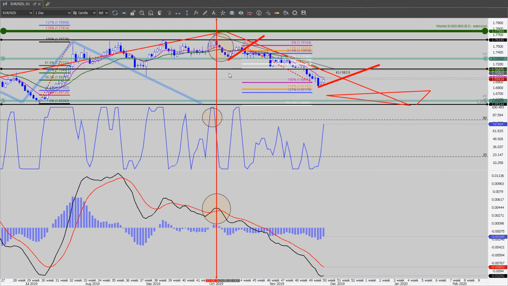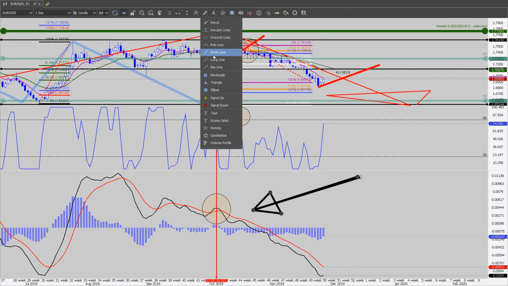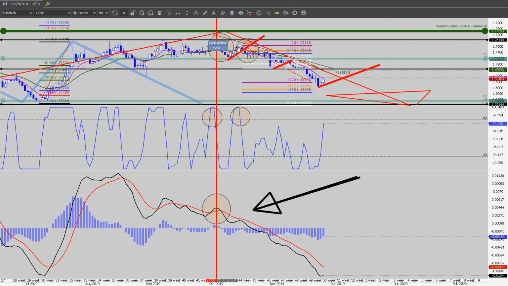So 1 plus 1 plus 1, you know. Here was another entry, and Stochastic, another entry. But again, MACD, I'm not using MACD for entries, I'm using it for direction, right? So still, this was a trade that I would take, right? Now, what happened next? There were 3 counter trendline breaks.